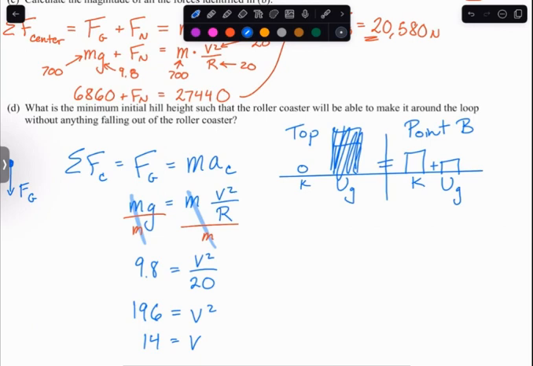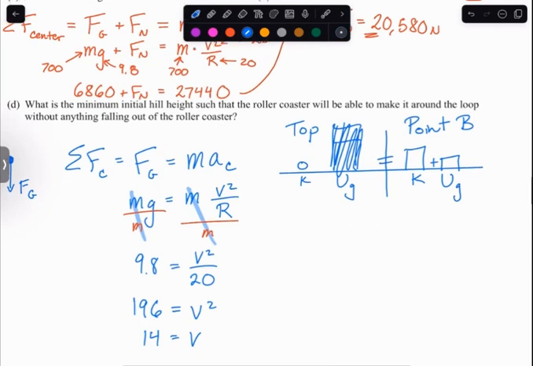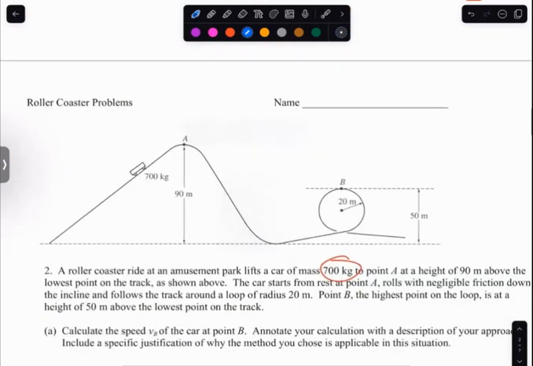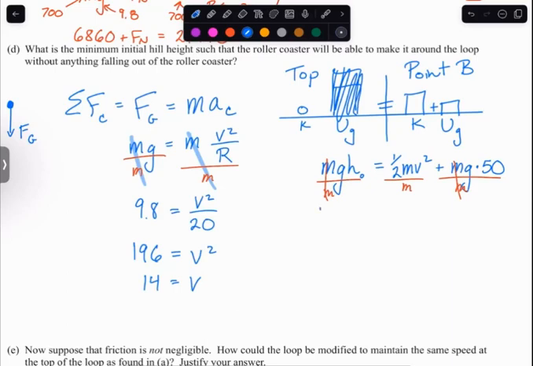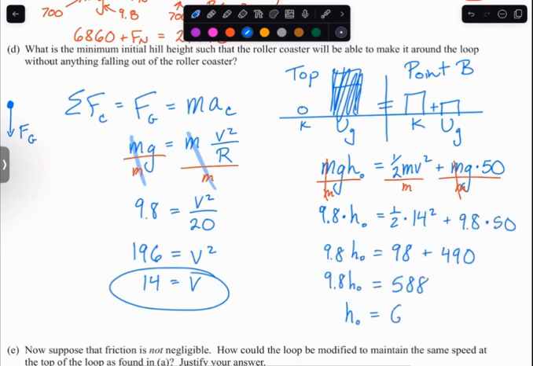All right, and then I have gravitational potential energy, which is mgh at the beginning, is equal to 1/2 mv squared plus mg times the final height, 50. All right, so g is 9.8. My height at the beginning is what I'm solving for. My velocity at this point I just found was 14. So this is 1/2 times 14 squared plus 9.8 times my 50 at the end. Alrighty, so you get a minimum starting height of 60 meters.